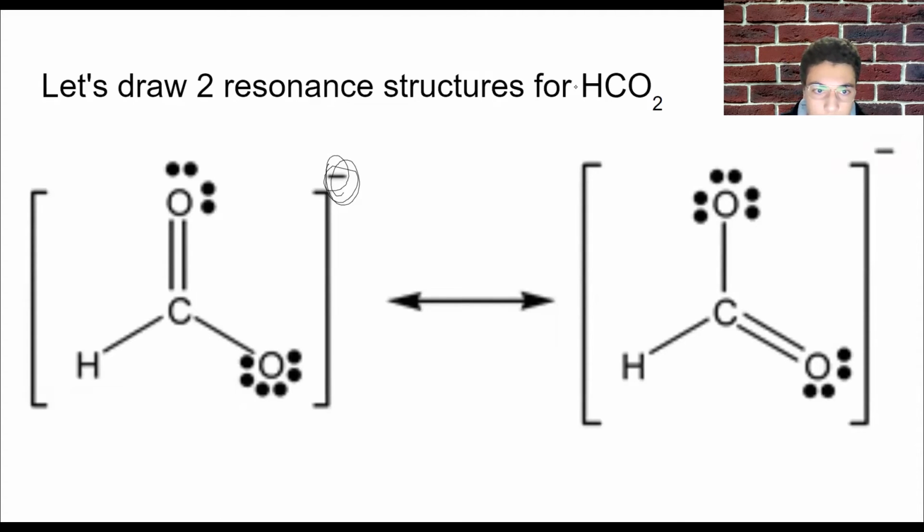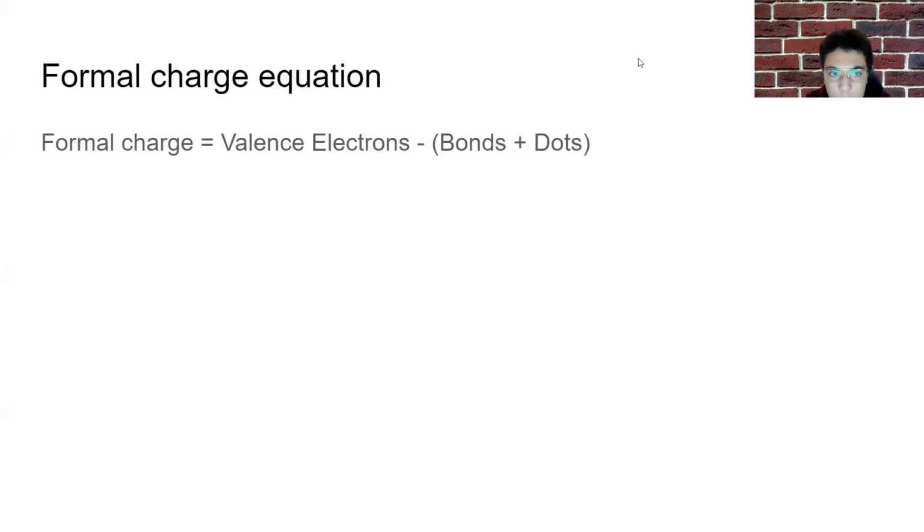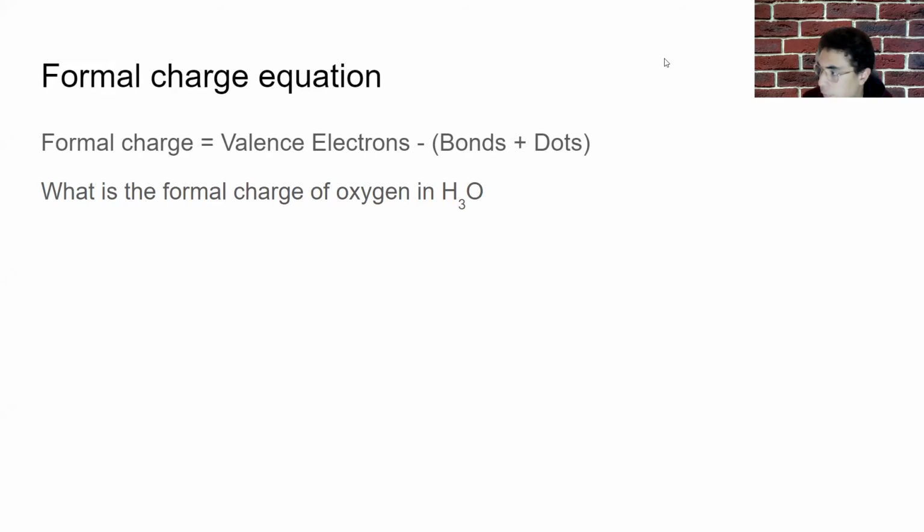So how do we calculate the formal charge? The formal charge is equal to valence electrons minus bonds plus dots. So what is the formal charge of oxygen in the hydronium structure? First we need to draw the hydronium Lewis diagram.